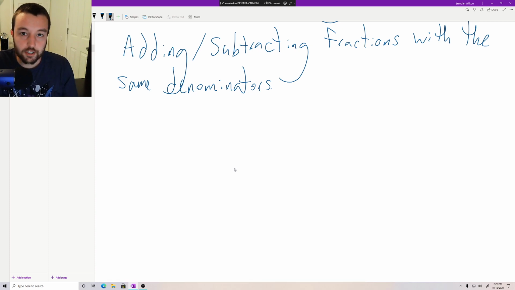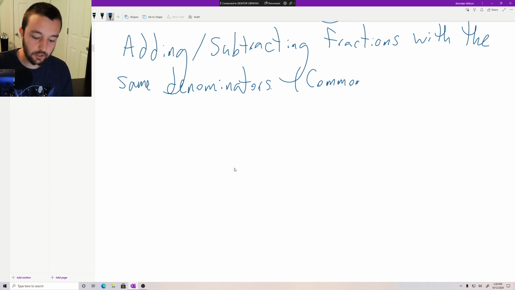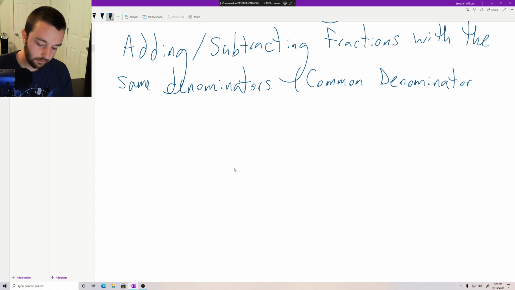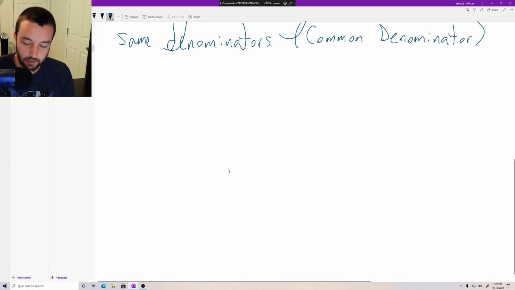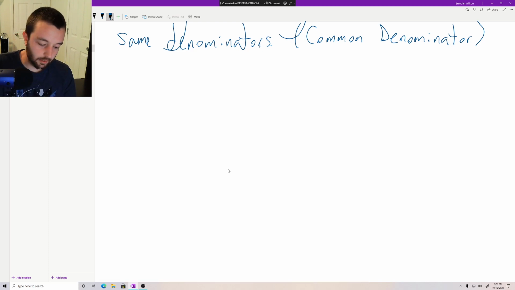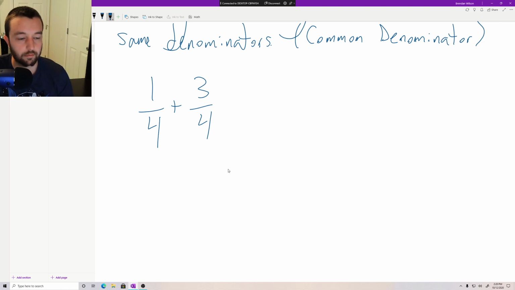When two fractions have the same denominator, we typically say that they have a common denominator. And if they don't, then we typically say we need to find a common denominator. Okay. So let's look at an example like 1/4 plus 3/4. Okay.